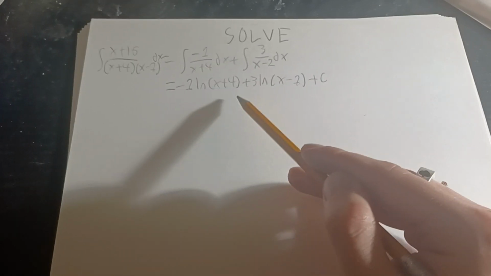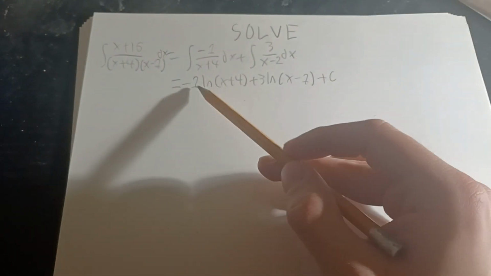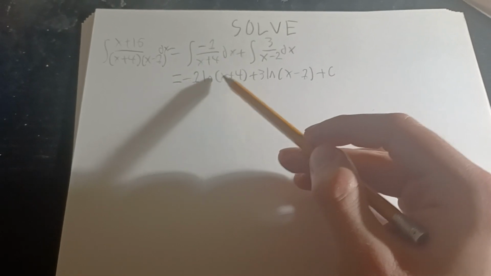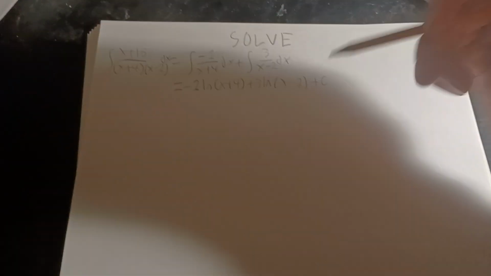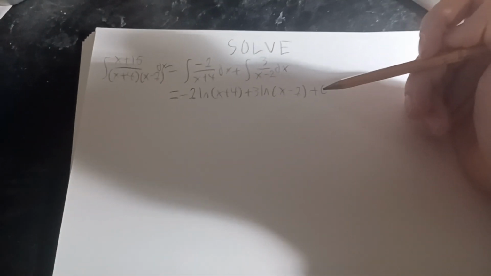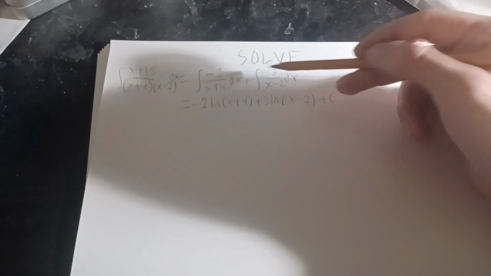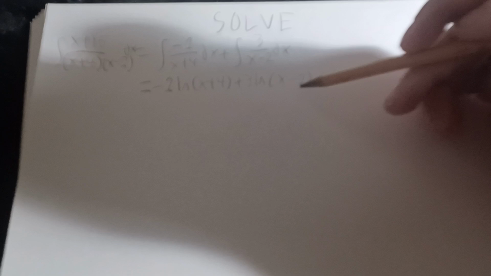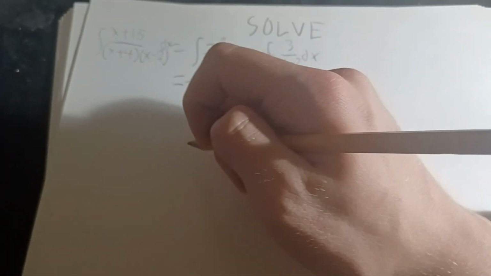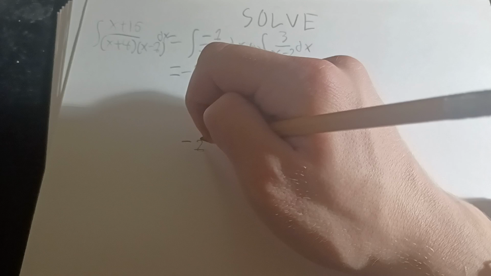Just by processing those down, we end up with negative 2 times ln of x plus 4 plus 3 times ln of x minus 2, and you have to tack on the plus c at the end. We've dealt with our integral, we've dealt with our dx, and this is as good as we can get our final answer. So now, just to repeat, we are left with negative 2 times ln of x plus 4 plus 3 ln of x minus 2 plus c.